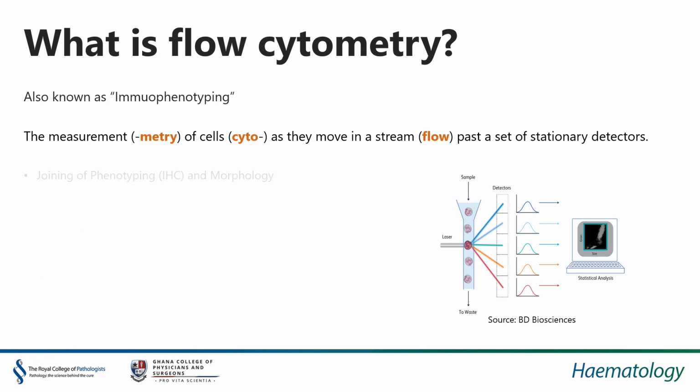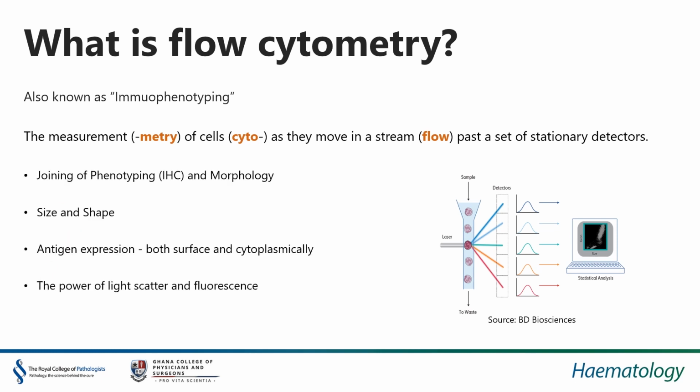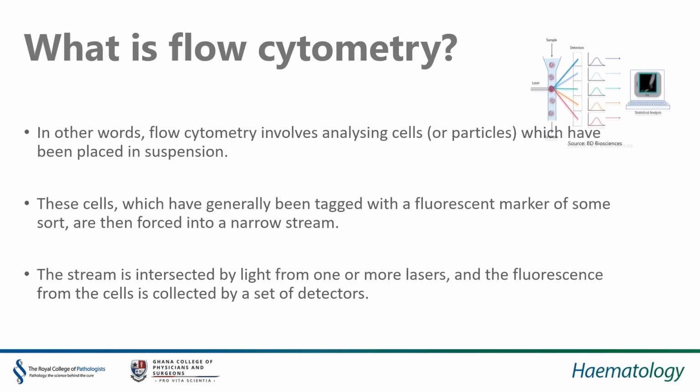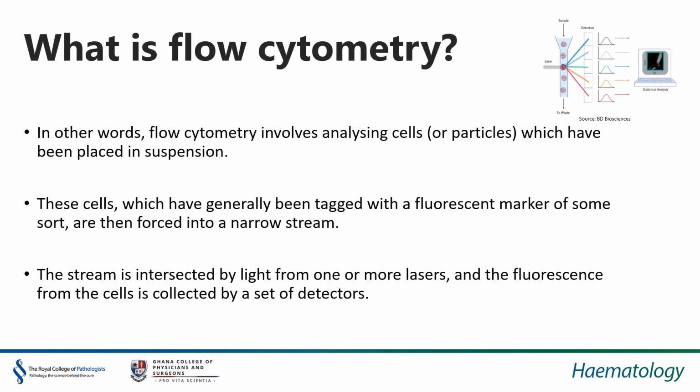It uses the size and the shape of the cells. We look at antigen expression both on the surface and internally to the cell, cytoplasmically, and it utilizes the power of light scatter and fluorescence. So in other words, it analyzes a population of cells on a cell-by-cell basis, a critical capability for today's pathologists and scientists and clinicians who are looking for the very few cells amongst many cells within a sample, very much like finding needles in a haystack. And this will enable them to study a disease or a biological process.